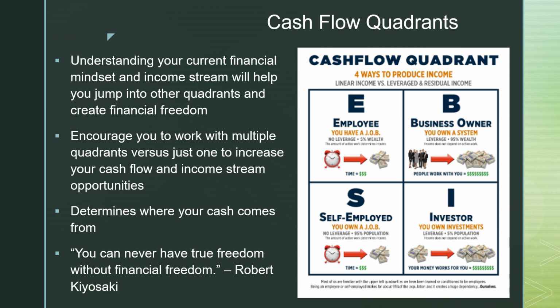So cash flow quadrants, there's four categories to these quadrants. There is the E, B, S, and I. E stands for employee, B stands for business owner, S stands for self-employed, I stands for investor. Most people in today's middle class, lower class are part of the categories on the left side of the quadrant, the employee and the self-employed.